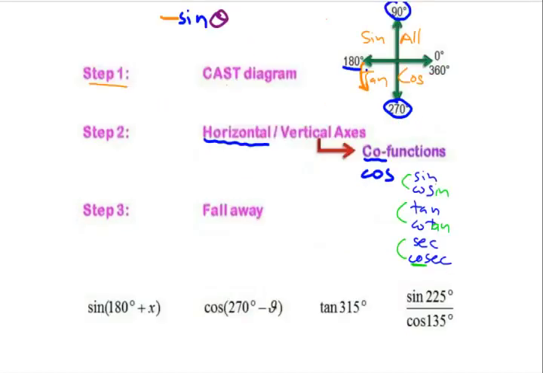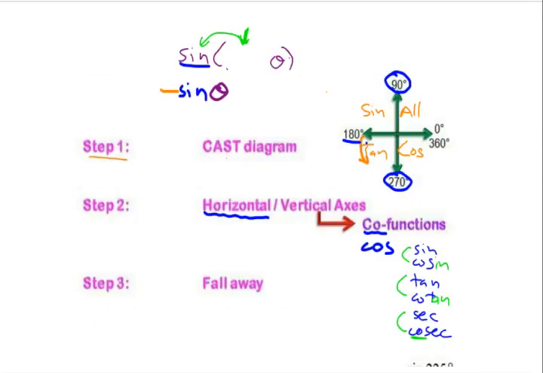So let's take a look at a couple of examples. The first one we've already done, sine of 180 plus x. So we know that will become minus sine of x. The cos of 270 minus theta. We now need to work this one right from the beginning. 270 minus means we are ending in the third quadrant as well. That's according to step 1.